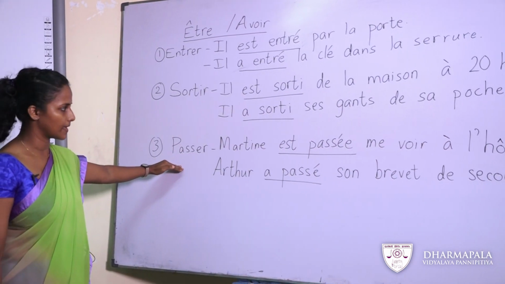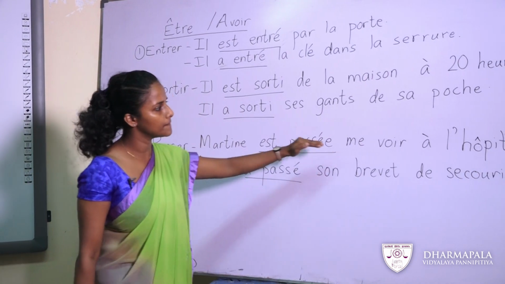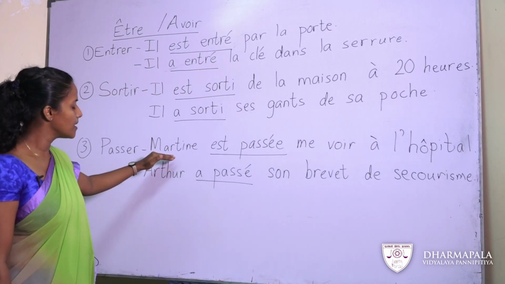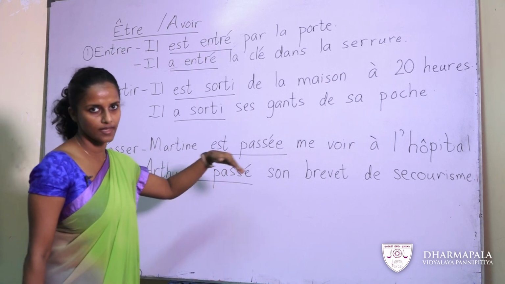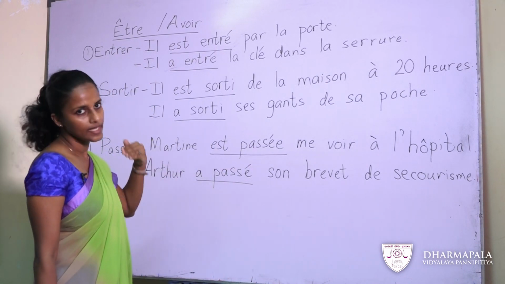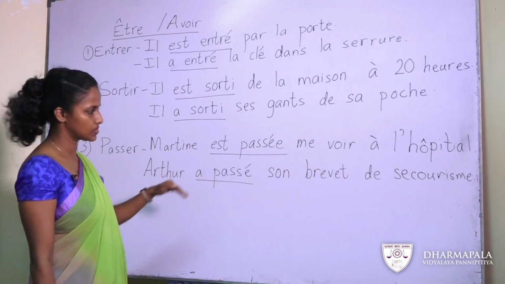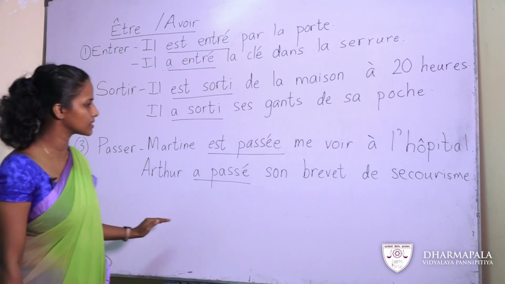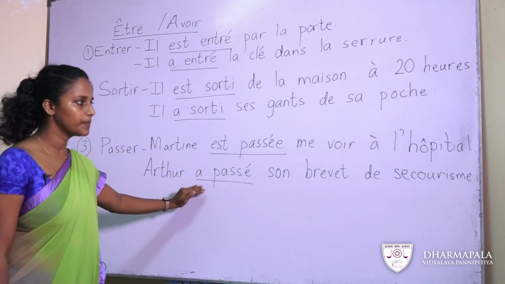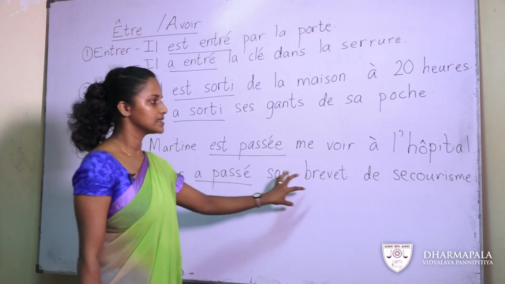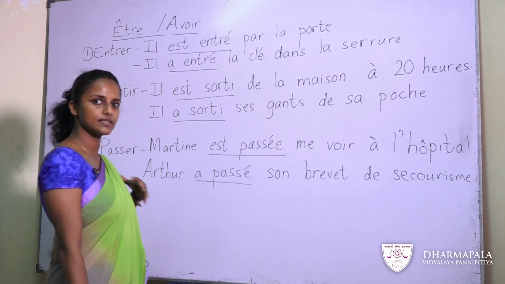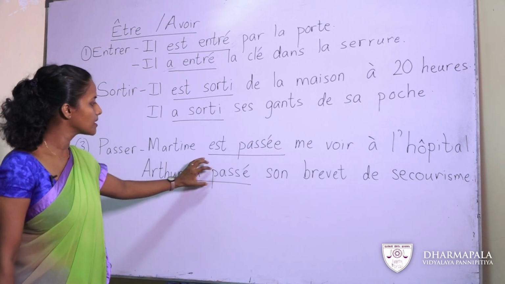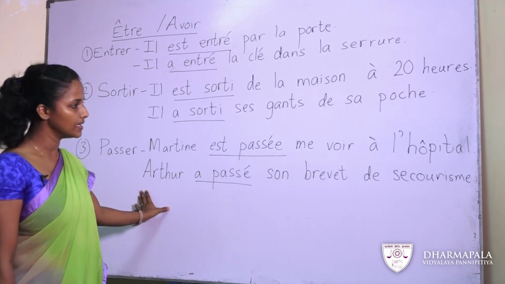Third one, passer. Martin est passé me voir à l'hôpital means Martin dropped by to see me at the hospital. So, Martin is the person who has come to see me. So, we used it with être. Arthur a passé son brevet de secourisme. Arthur has passed. Now, he has passed the certificate in first aid. He hasn't passed himself for something else. He has passed his exam. So, we have used passé with avoir to explain that in passé composé.